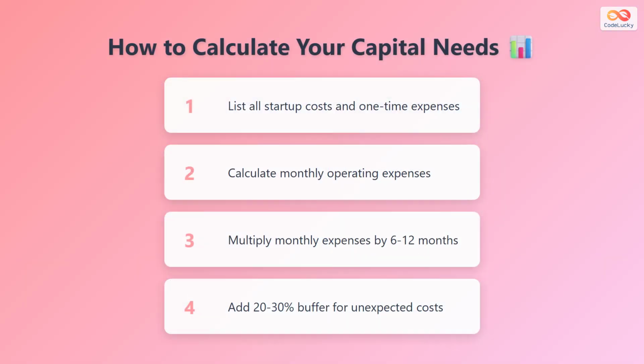Calculating your capital needs follows a simple four-step process. Step 1, list all startup costs and one-time expenses you'll need to launch. Step 2, calculate your monthly operating expenses in detail. Step 3, multiply those monthly expenses by 6 to 12 months to determine your runway. Step 4, add a 20 to 30% buffer for unexpected costs because surprises always happen in business. This buffer could cover equipment repairs, market changes, or opportunities you didn't anticipate. Following this formula ensures you're financially prepared for both expected and unexpected challenges.